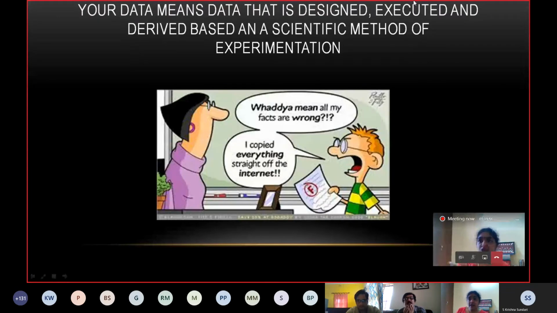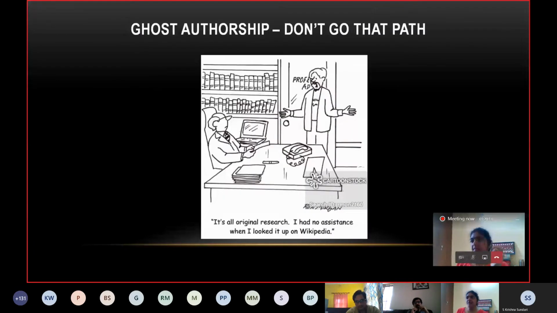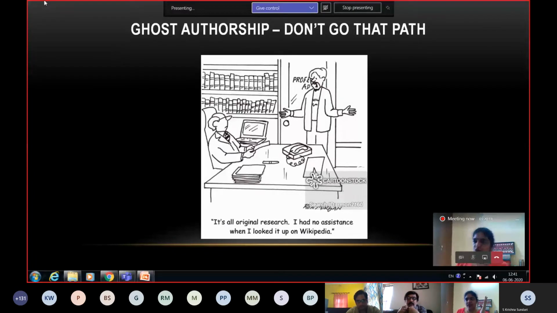Then your data means something which is very important. Your data means data that is designed, executed, and derived based on a scientific method of experimentation. So everything you download from the internet is not your data. So don't get carried away by this kind of malpractices. Then ghost authorship. So I said, don't go for ghost authorship. It's very important that you have to be careful about what you are presenting.